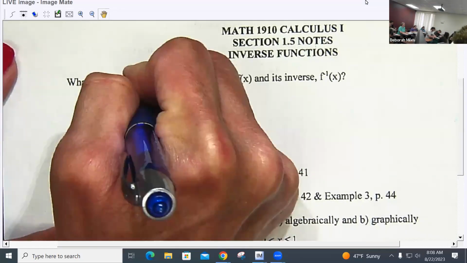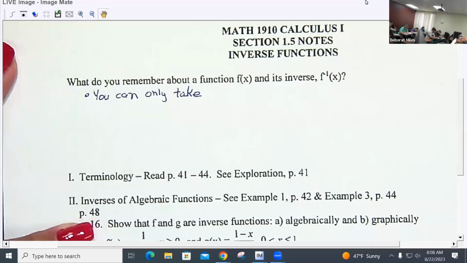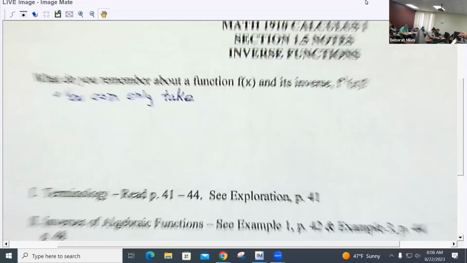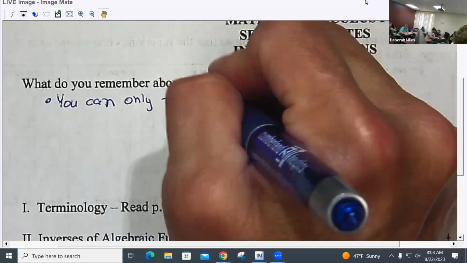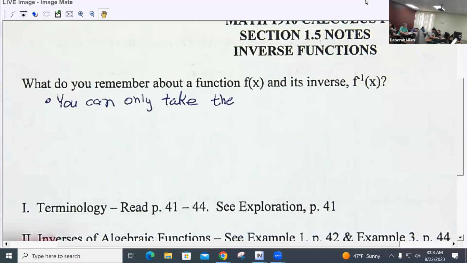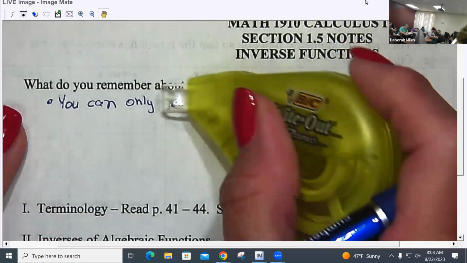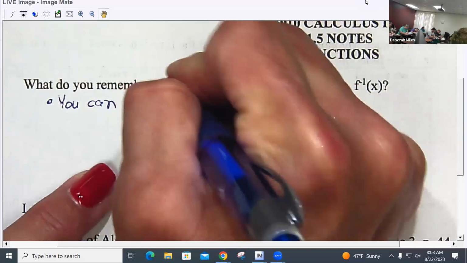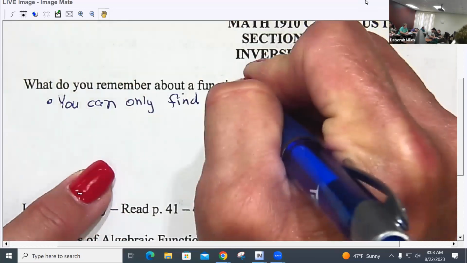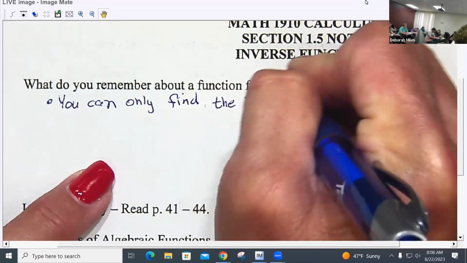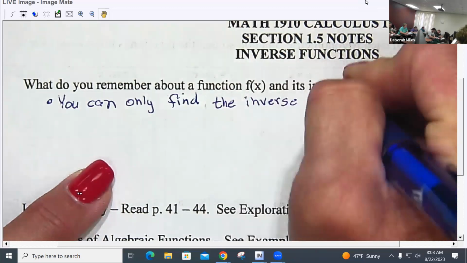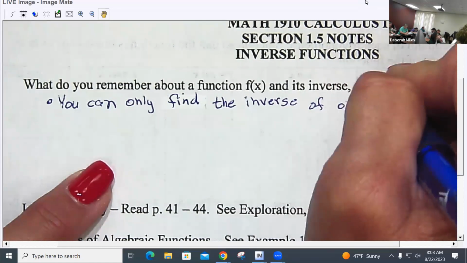You can only take the inverse, or you know what? I should say find. You're not really taking the inverse, you're finding an inverse. You can only find the inverse of one-to-one functions.